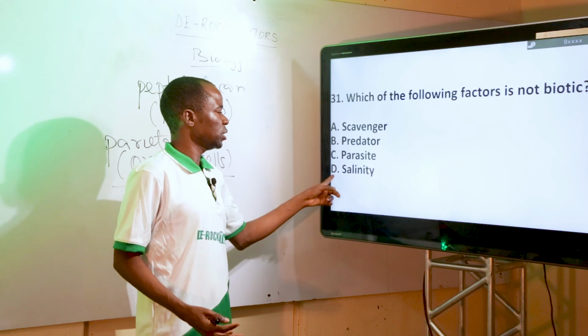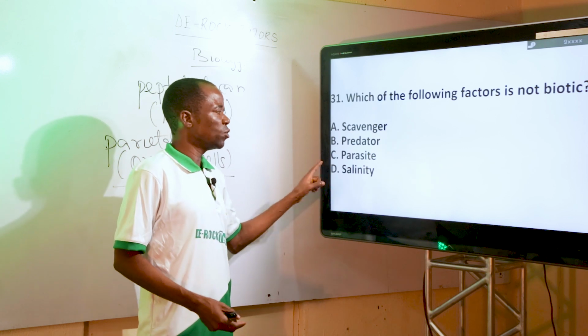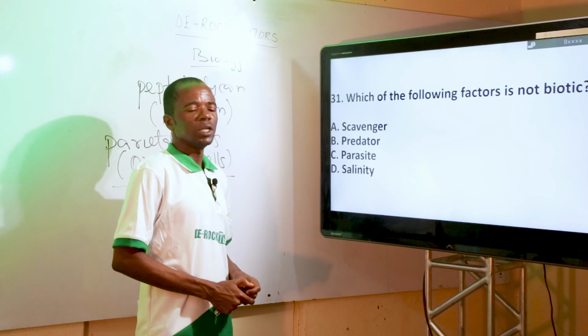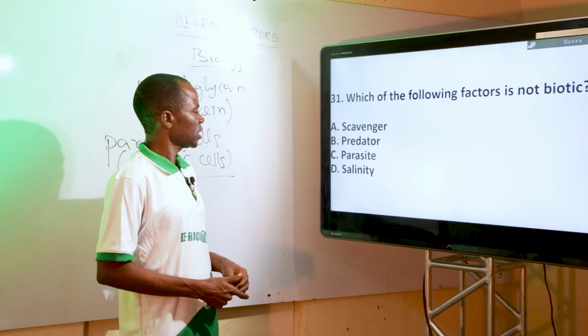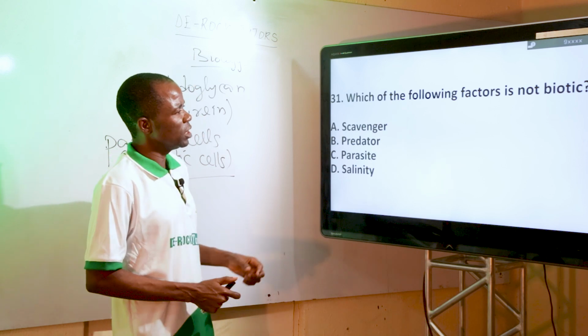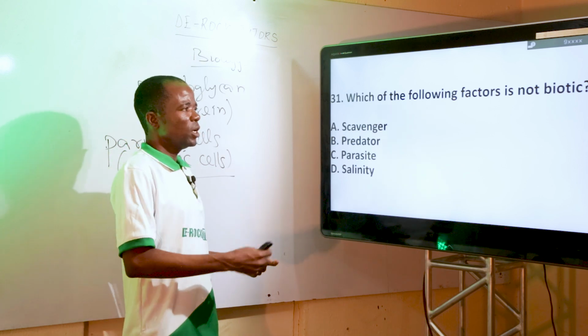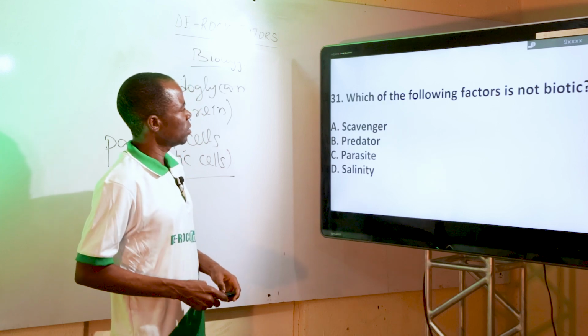The correct answer here is salinity. That's talking about how much salt is present in a water body. So the correct answer for number 31 is D. Salinity is an abiotic, not a biotic factor. Let's go to number 32.